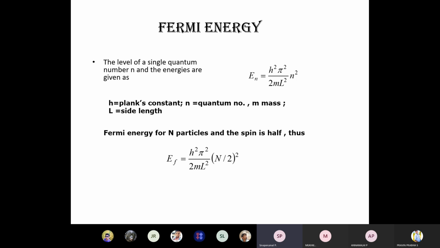Here, based on the Fermi energy level, you can represent the equation as the level of a single quantum number n, and the energy is given. Normally, you know the general energy formula; I think you studied this.